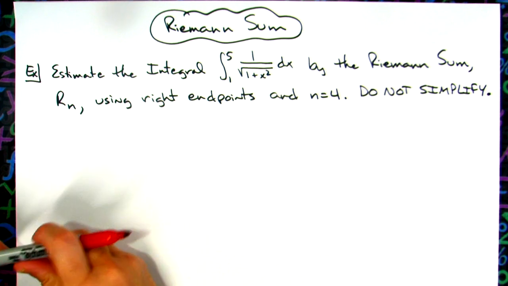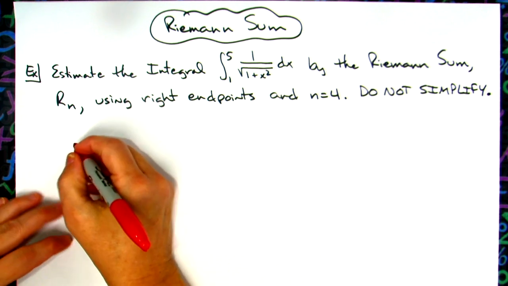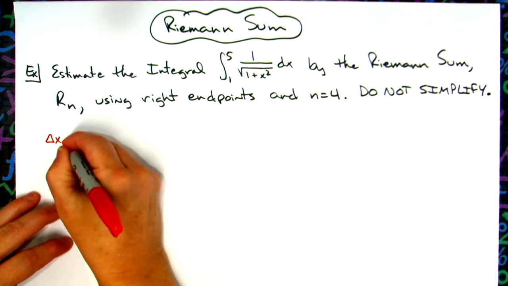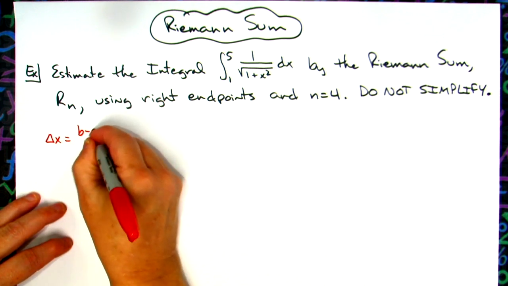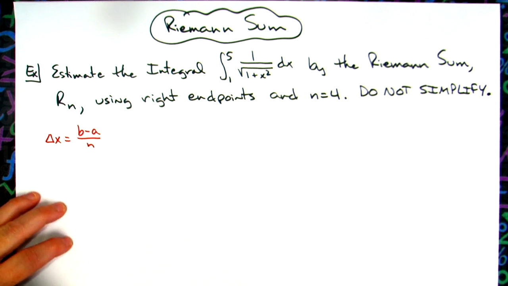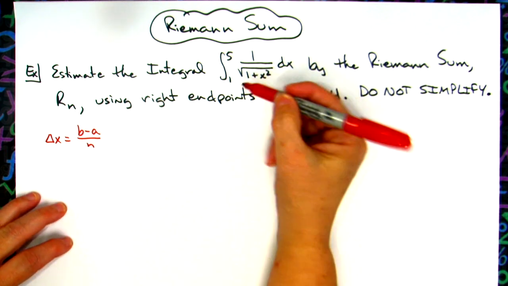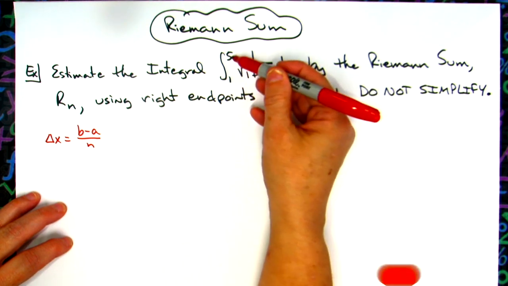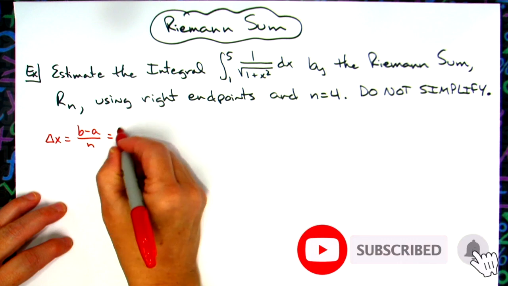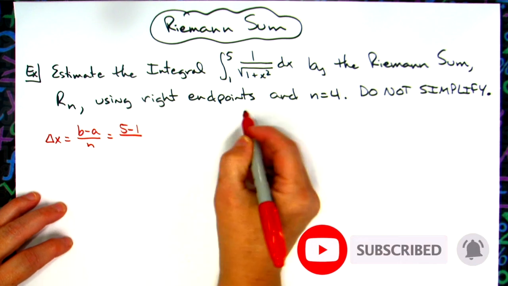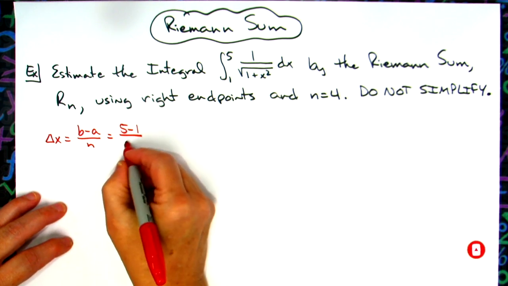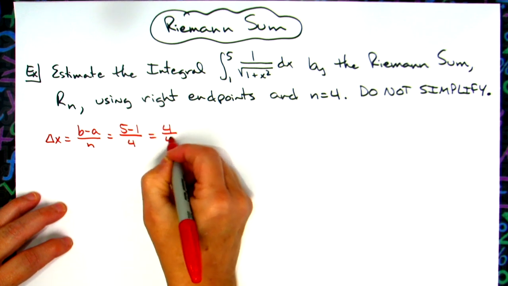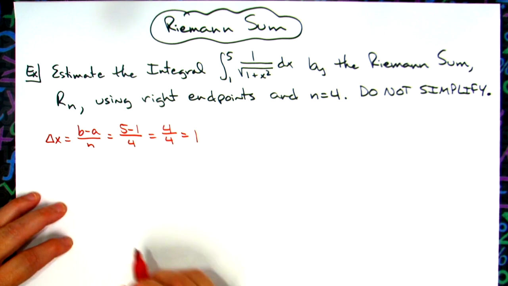So you can use your formula for finding delta x. Delta x is the formula of b minus a over n. That's going to give you the width of each rectangle. Since we're running on the interval from 1 to 5, 1 is a, 5 is b. So I'm going to have a 5 minus 1 over n. They told me n is 4, so 4 subintervals there. Simplifying, we'll have a 4 over 4, which equals 1. So my delta x is 1.